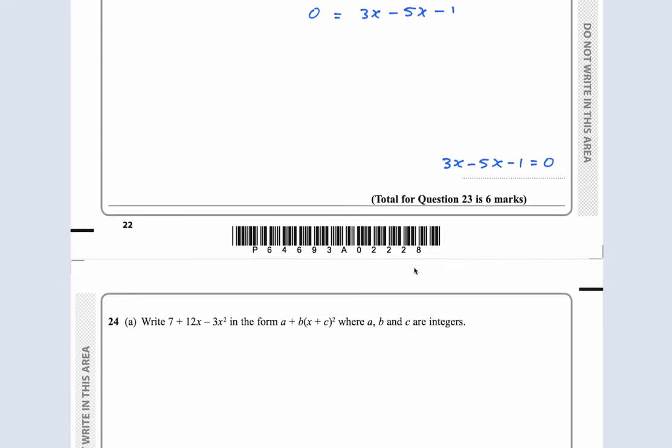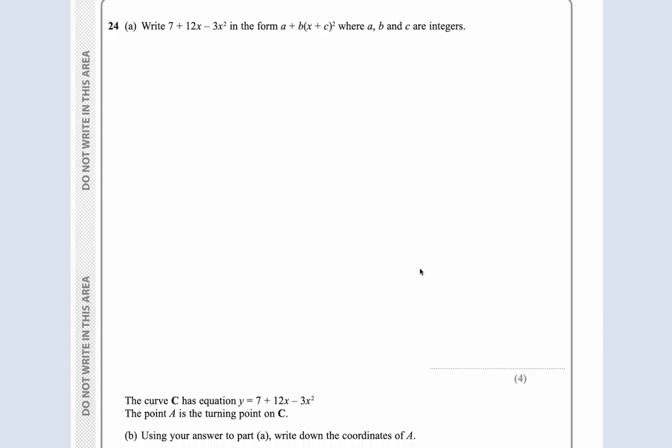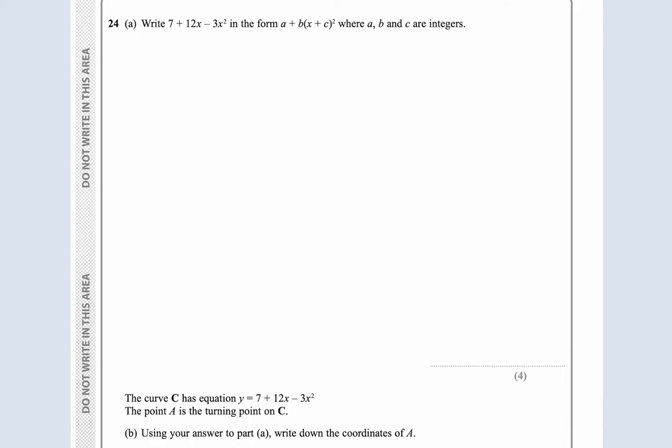Okay, question 24. Write this in the form of this, where a, b, c are integers. This is a completing the square question, so we're just rewriting the quadratic expression in a different form. First I'm going to show you the easy way to do this. There is an easy way, and then there's a really hard way, because this is actually a very difficult one, because we've got a minus 3x squared, which I really don't like.